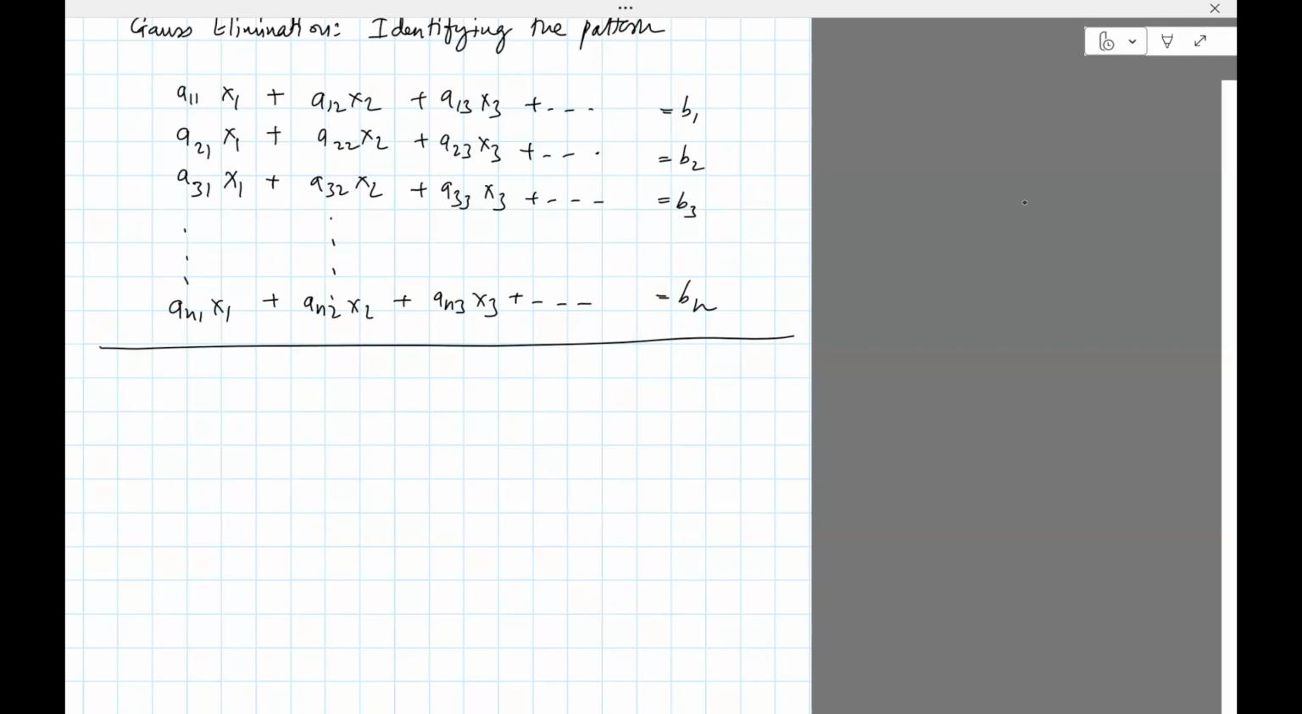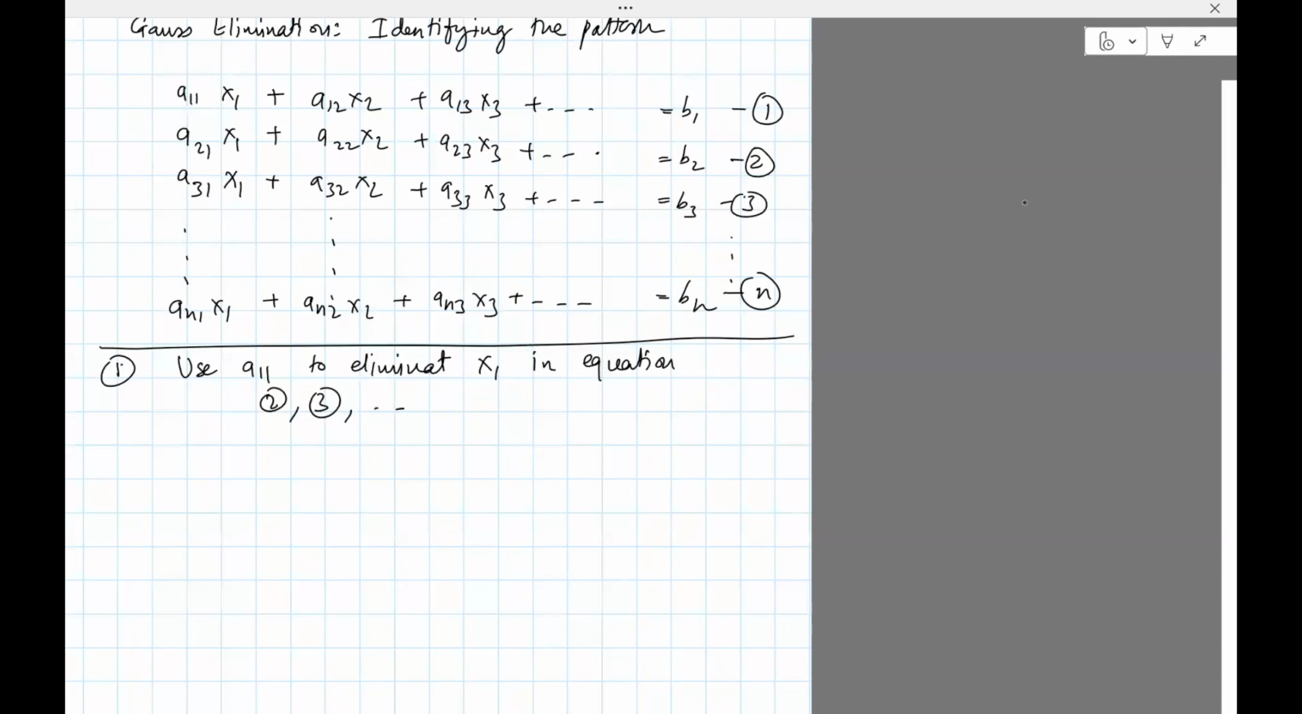Okay, the first step is, so there are pretty much n steps. First step: use a11 to eliminate x1. We call this equation 1, 2, 3, so on till n, to eliminate x1 in equations 2, 3, so on till n.